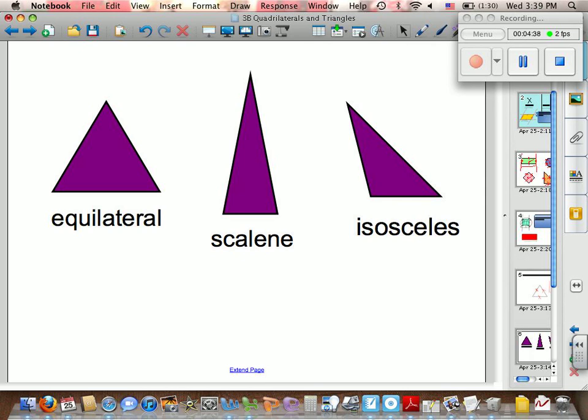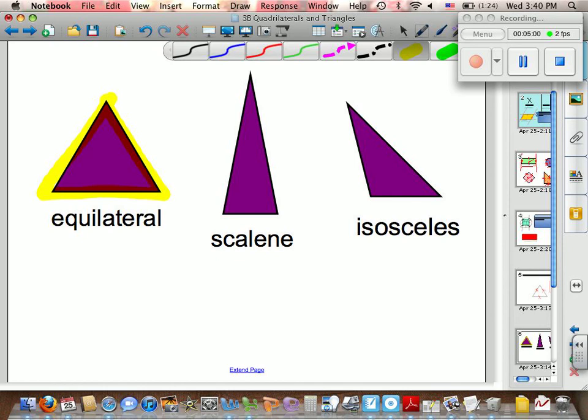Here we have three different types of triangles. We have an equilateral triangle, a scalene triangle, and an isosceles triangle. An equilateral triangle has three sides that are equal. All three sides are equal.